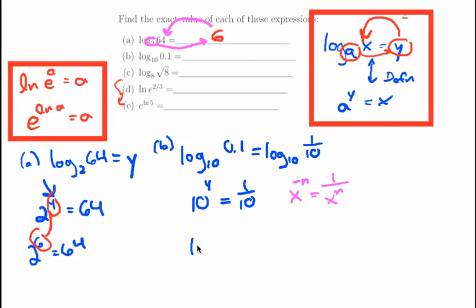Well, I know that 10 to the negative 1 power equals 1/10. So that tells me that y equals negative 1. And so that's my answer: the exact value of log base 10 of 0.1 is minus 1. Because, again, 10 to the negative 1 power is 0.1, or 1/10.